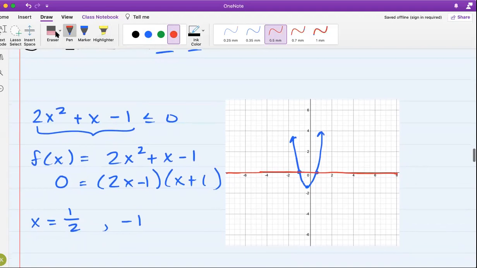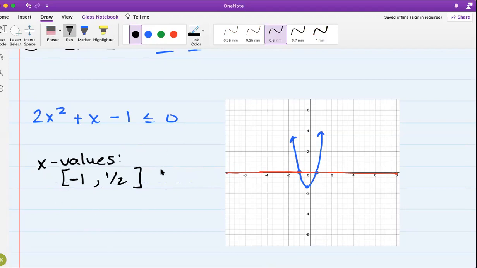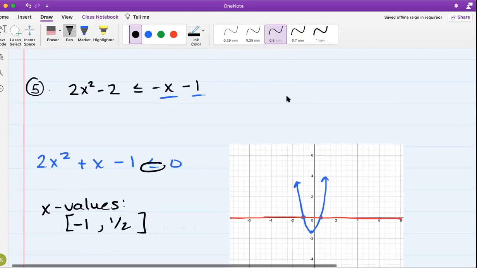And we look at the original inequality, and we ask ourselves, when are we less than or equal to 0? So we're equal to 0 when we're on these 2 points, and we're less than 0 when we're between those 2 points, and these 2 points are negative 1 and 1/2. And we can equal these. So I'm going to put brackets this time because we can equal them because we have this equal sign. So that's the solution. We're between negative 1 and 1/2.